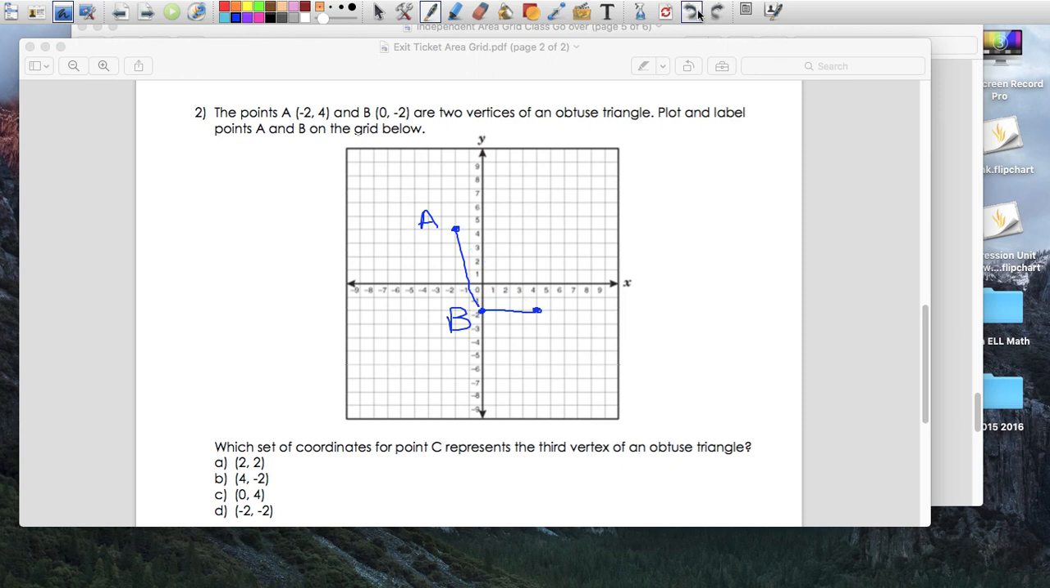Okay, so just to see if this C works, 0 and 4, over here. No, that actually gives us a 90-degree angle, a right angle triangle. And -2, -2 also wouldn't work because that is a right angle triangle. So the one that works is B.